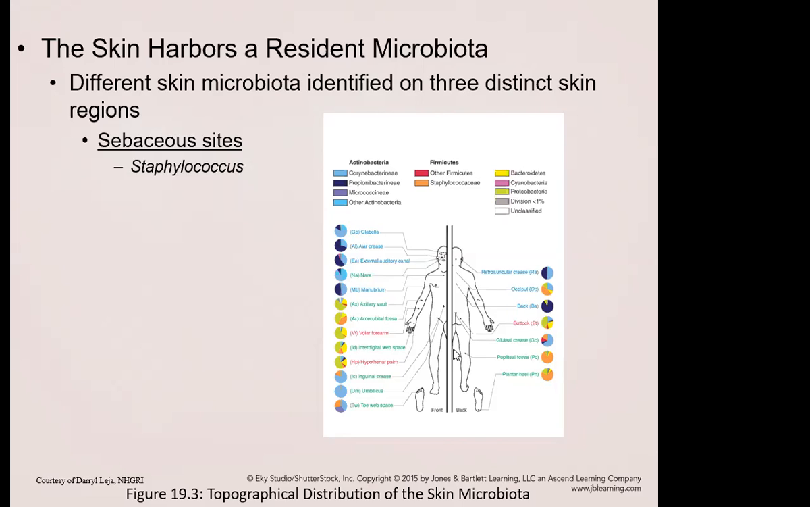Somebody describe a sebaceous site, maybe where it is or a characteristic of it. Oily. I'm sorry, what was that? It's oily. Yeah, so an oily site. So give me one example. Face or back. So those are sebaceous sites. So you're going to find staph and then the causal agent of acne, P. acnes.